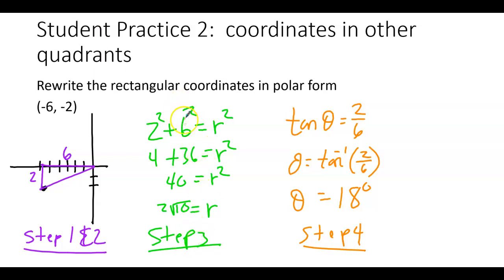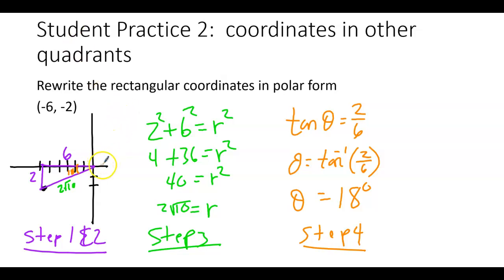Step 3 is using Pythagorean's theorem to find the hypotenuse, which I got 2 square root of 10. Step 4 is to use tangent and arctangent to find the missing angle, which would be this angle right here. And I got 18 degrees, but we have to remember that's not the angle we actually want. So now we're ready for the last few steps here.